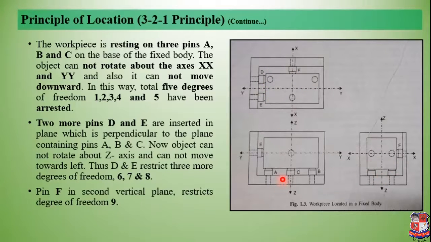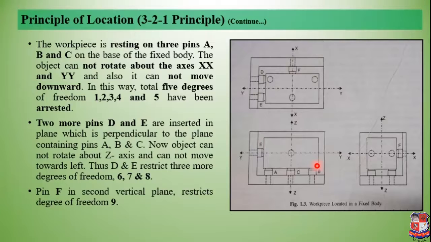Now the workpiece is resting on 3 pins. You can see over here the 3 pins over which the workpiece is resting: this pin A, this pin B, and pin C. These 3 pins you can see in the plan also. This one is A, this one is C, and this one is B, which are shown with the dotted line, right? So our rectangle workpiece is resting on these 3 pins, right?